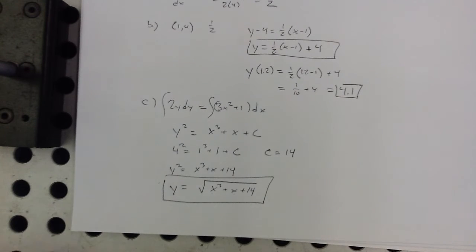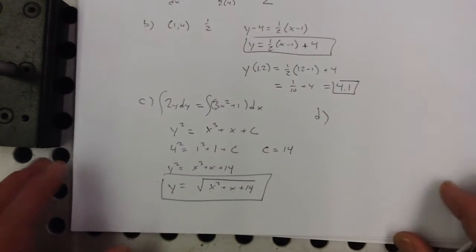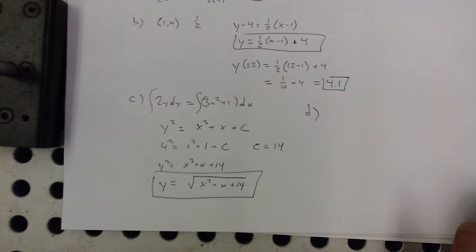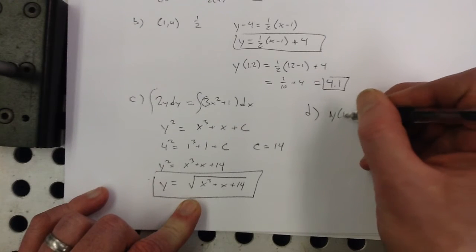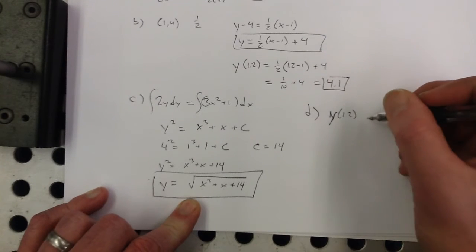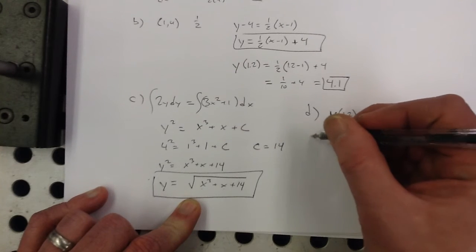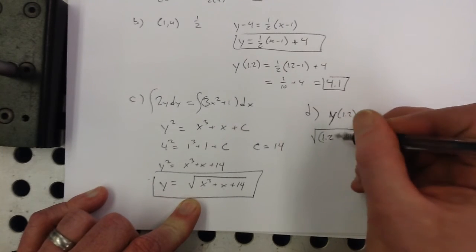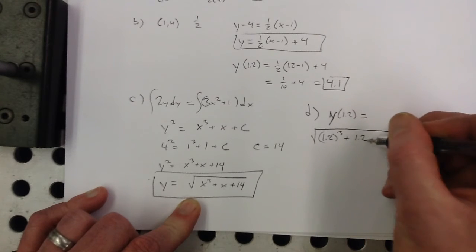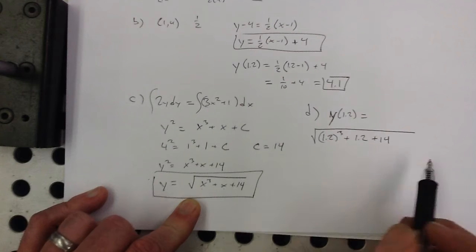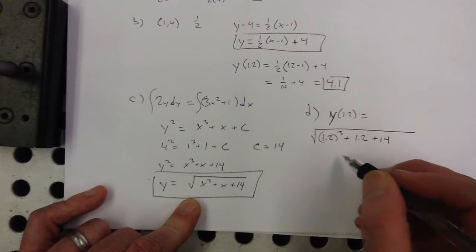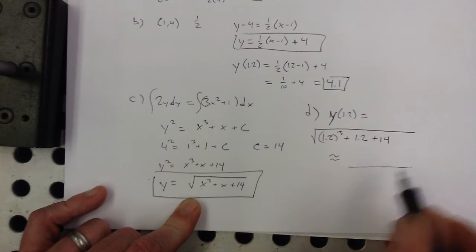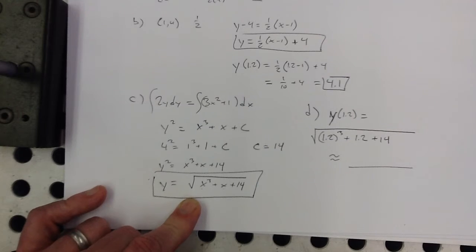And last, in part D, they want us to use that to find the actual value of f at 1.2. So y at 1.2, or f at 1.2 if you want, would be equal to the square root of 1.2 cubed plus 1.2 plus 14. And this is back in the old days when this number 4 would have been with calculator, so you can figure out what that's approximately equal to. And I don't have a calculator handy, so I'm not going to do it.